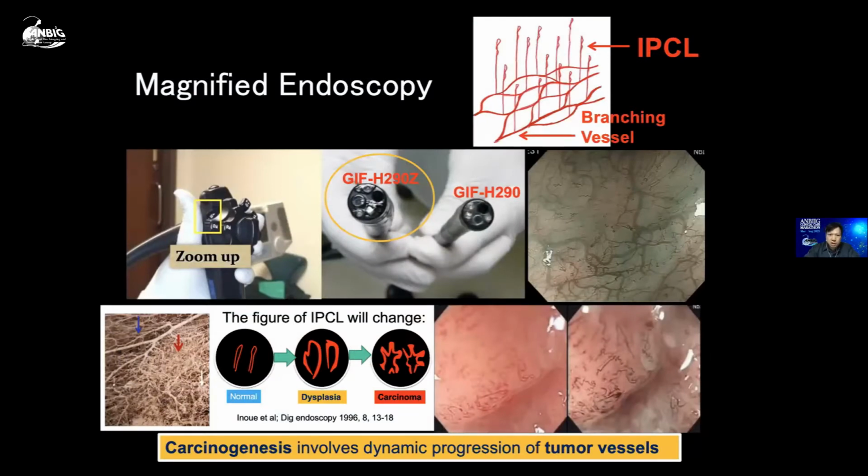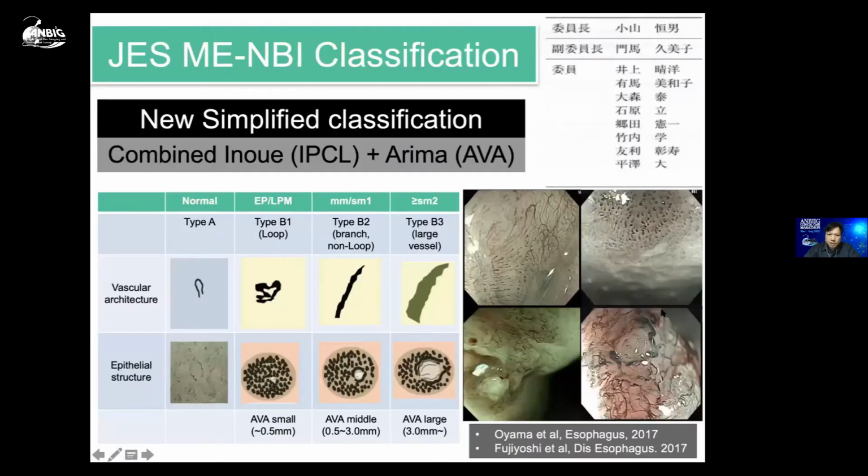So currently we prefer to use magnified endoscopy to observe the IPCL of the esophagus. When using the endoscope with the magnification function, we could see the IPCL change as the epithelium goes from normal to dysplasia and even progresses to carcinoma. The shape of the IPCL and the diameter of the IPCL will change.